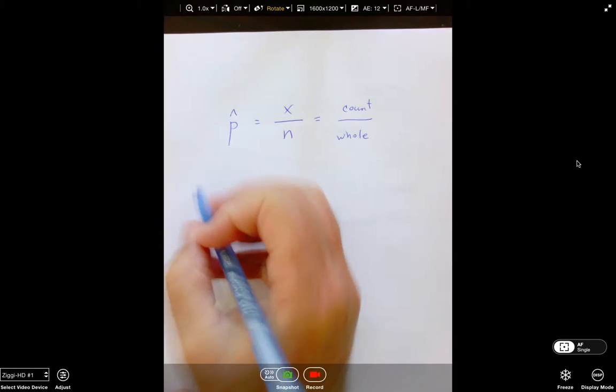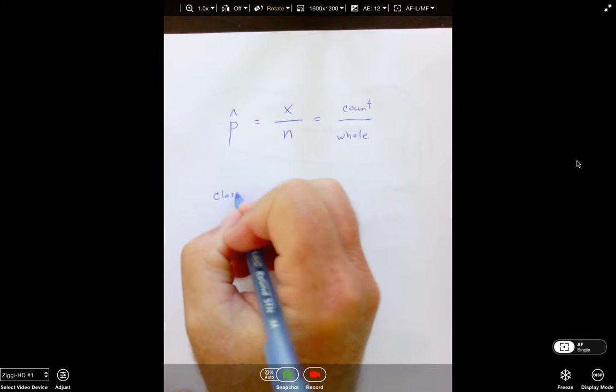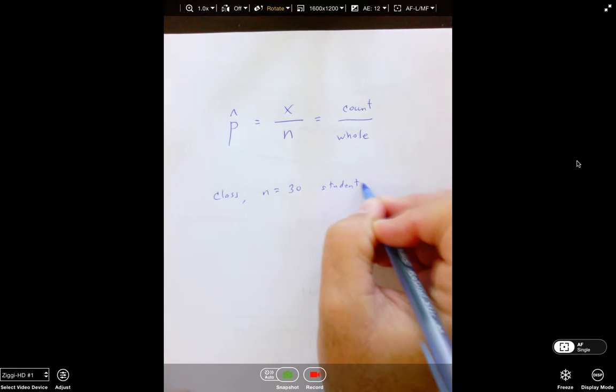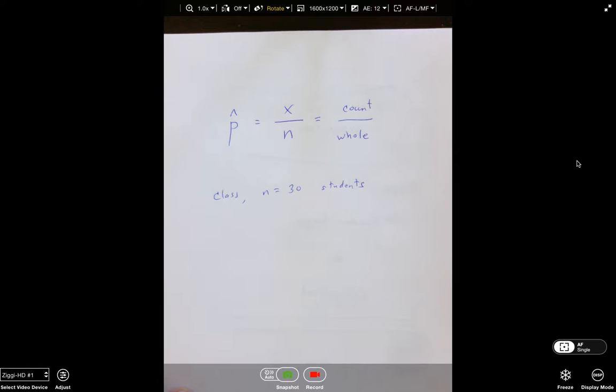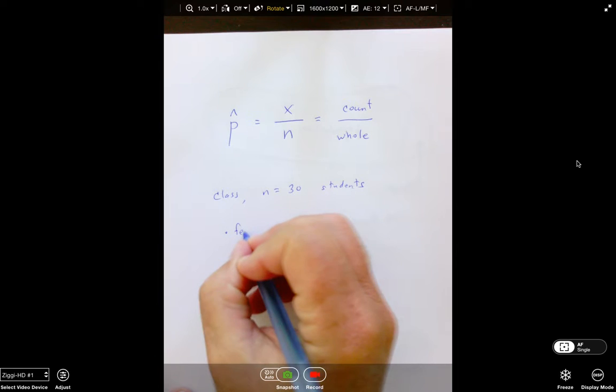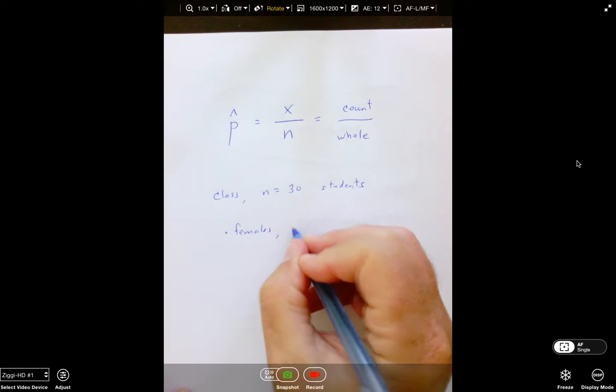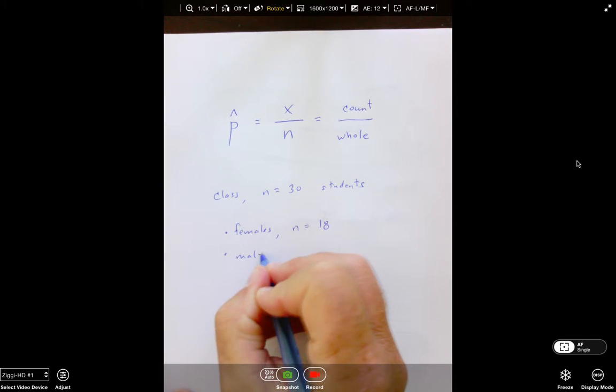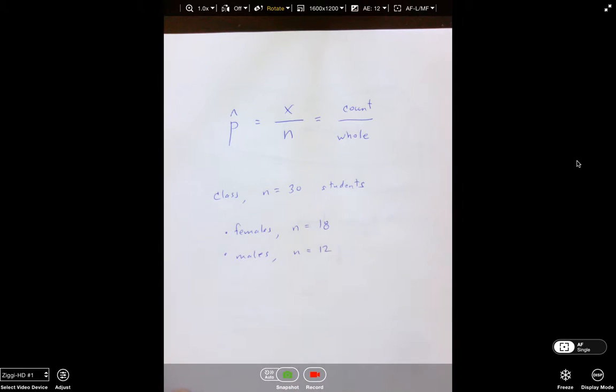Now, for example, let's say I have a class that has n equal 30 students. And it seems to me that there's more females in this class than there are males, so I just make a count. And I found that there are 18 females and there are 12 males. So the p hat, and I'm just going to put a footnote there, if you will, not a footnote, but a subscript.